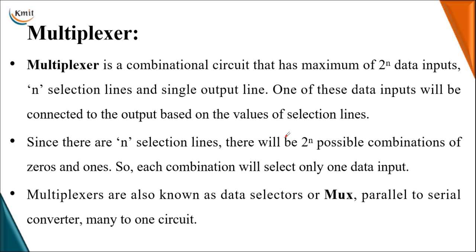It is also called, in short form, a mux, and it converts 2 power n data inputs into one output terminal. Hence it is utilized in data transmission, where it can convert parallel data into serial form. In such applications, we prefer multiplexers, as they can convert many inputs into one output. Hence it is also called a many to one circuit.